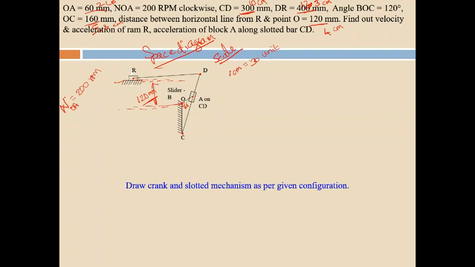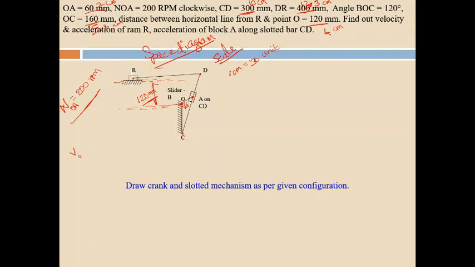What are the given data? The speed of the crank OA is given. That's all, they didn't give any other things. They have just given the speed of the crank. So first you have to draw the velocity diagram. For drawing the velocity diagram we should know the velocity of OA. If we don't know the velocity of OA, we can't draw. So we have to find the velocity of OA.